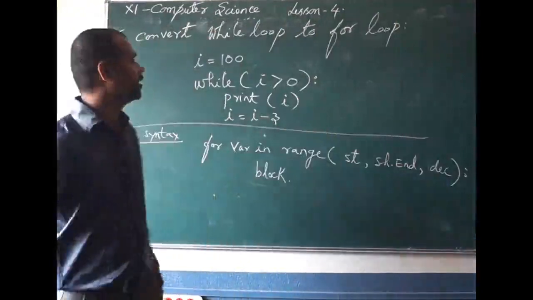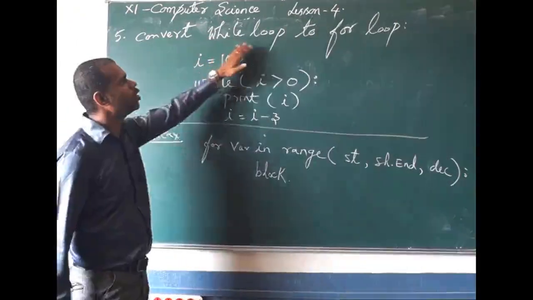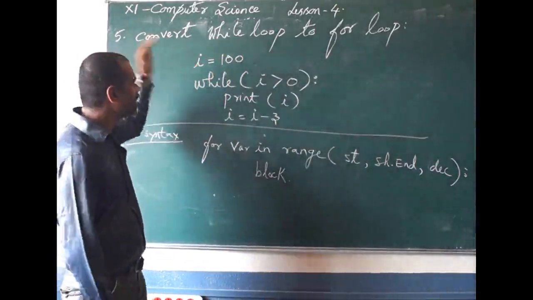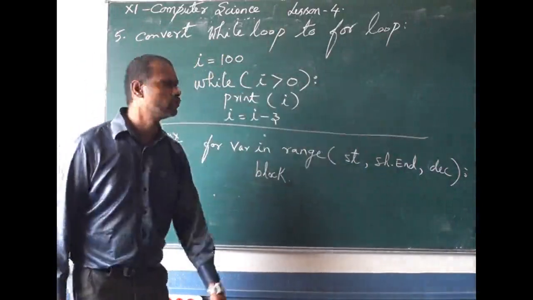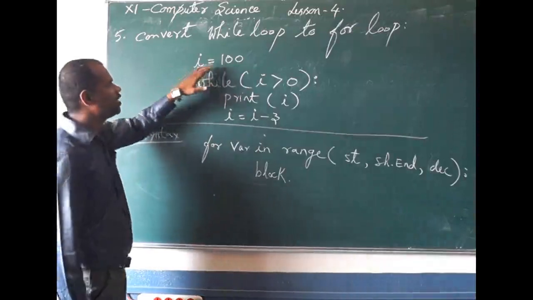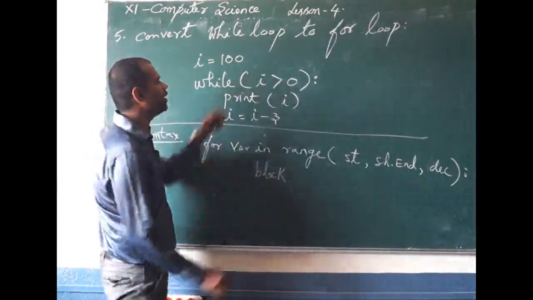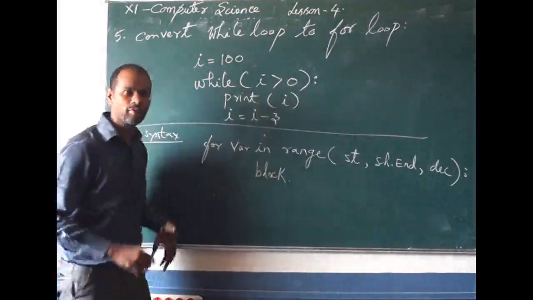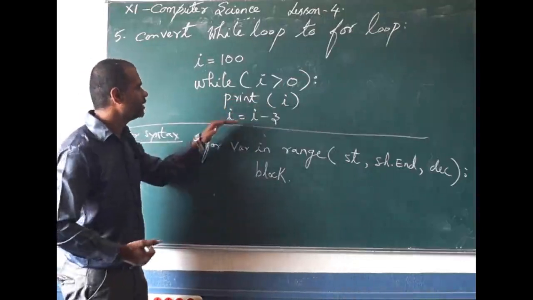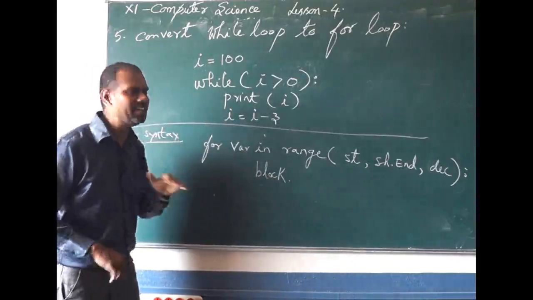Okay students, now listen carefully. In this question, we are going to see how to convert the while loop to a for loop. So you have to convert this while loop to a for loop. Listen, this is the while loop. The I value is 100. Of course 100 is greater than 0, so it will print 100. Then the I value is decremented by 3. That means 100 will become 97.